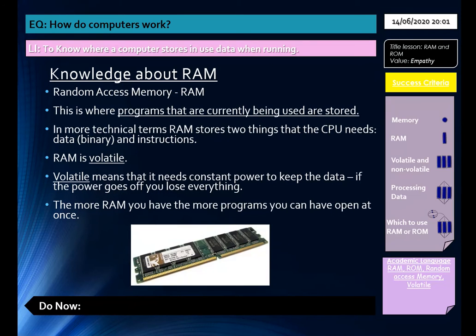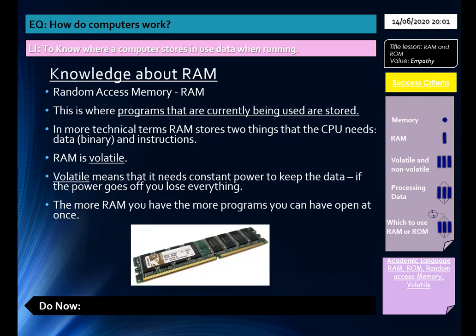Let's look at some knowledge about RAM. It stands for random access memory. This is where programs that are currently being used are stored. So things that you are running on your PC at this moment are being stored. This video I'm creating, this PowerPoint that I'm displaying, are all stored in RAM because I'm using them as I'm speaking. In more technical terms, RAM stores two things that the CPU needs: data, so our binary, and instructions, so things that we need to do to our binary in order to process it.